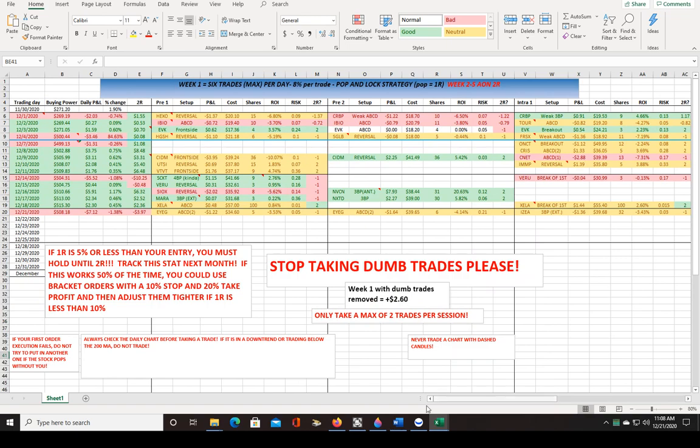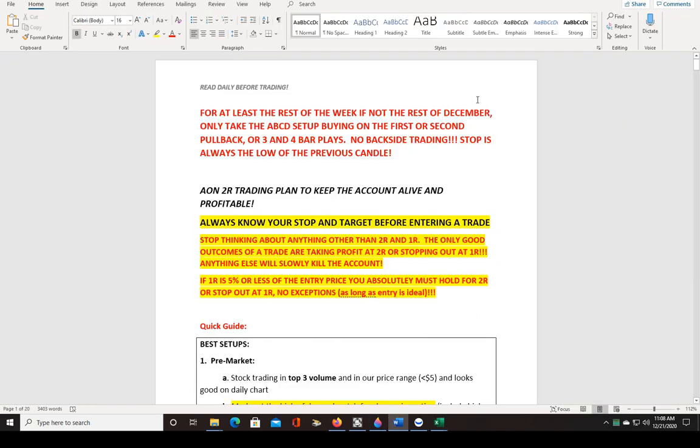So here's what I'm doing. I added a note right at the top of my trading plan, so I have to read it every single day for at least the rest of the week, if not the rest of the month. Only take the ABCD setup, buying on the first or second pullback, or 3 and 4 bar plays. No backside trading. That's what I did wrong today.